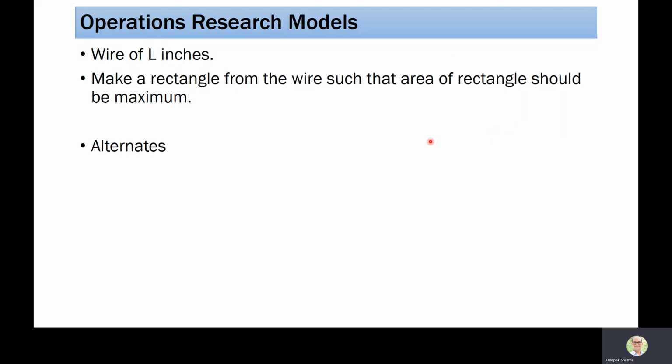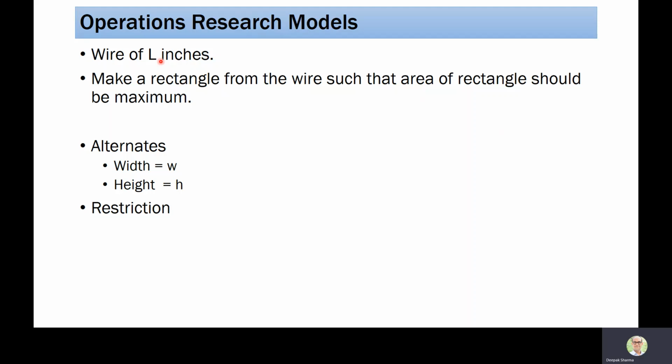Similarly, if we take another problem, which is the simplest problem, we have a wire of L inches. From this particular wire, we are going to make a rectangle such that the area of the rectangle should be minimum. So what could be the alternatives? We know that in order to make a rectangle, we have to fix a width and a height. So width and height are going to give me a rectangle. Different values of W and H will give different alternatives, and correspondingly there will be an area.